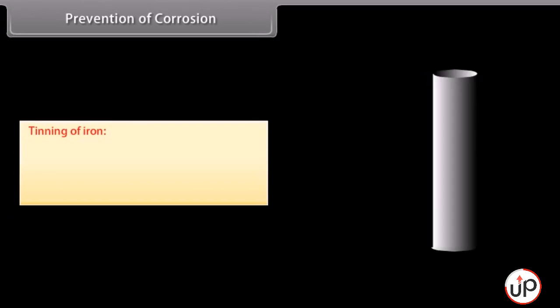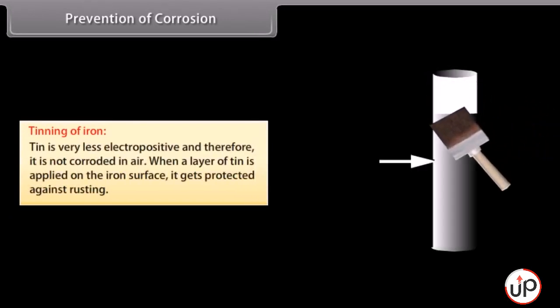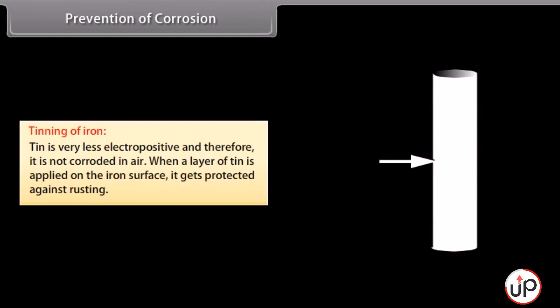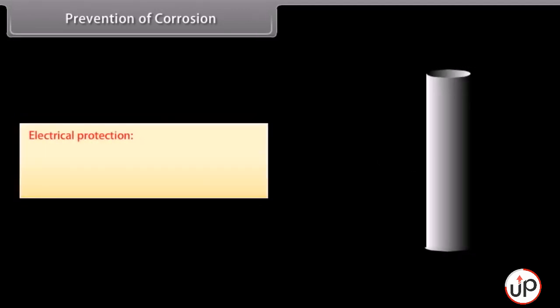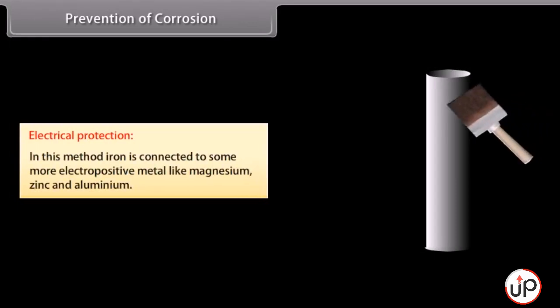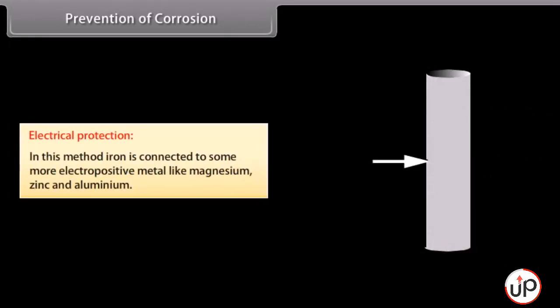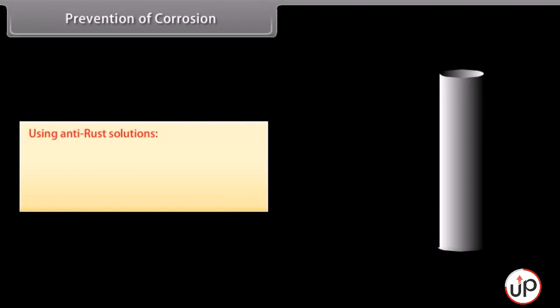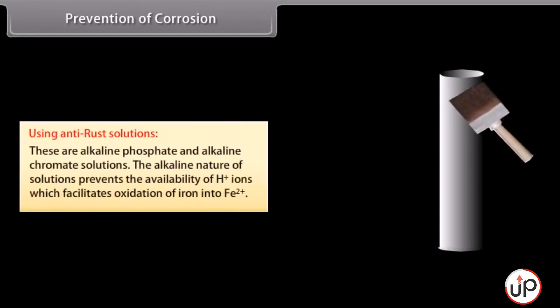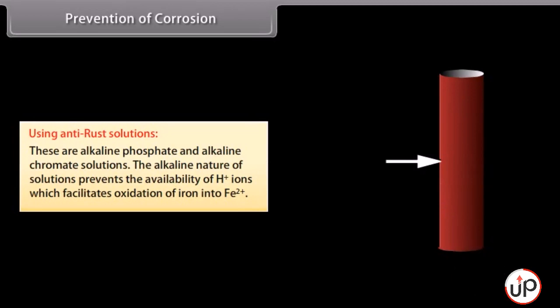Tinning of iron. Tin is very less electropositive and therefore it is not corroded in air. When a layer of tin is applied on the iron surface, it gets protected against rusting. Electrical protection. In this method, iron is connected to some more electropositive metal like magnesium, zinc and aluminium. Using anti-rust solutions. These are alkaline phosphate and alkaline chromate solutions. The alkaline nature of the solutions prevents the availability of H+ ions, which facilitates oxidation of iron into Fe+2.